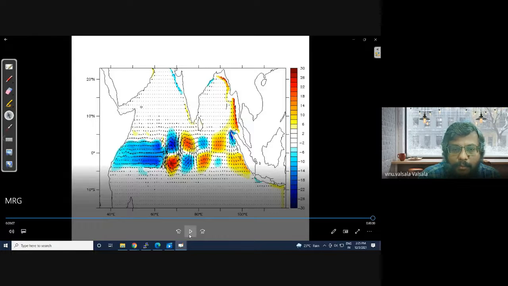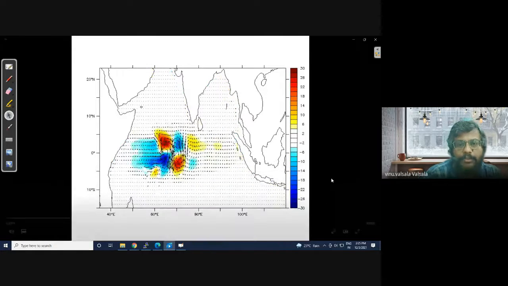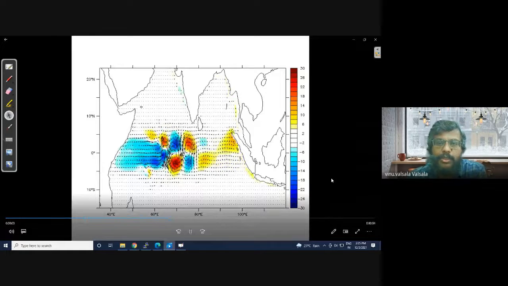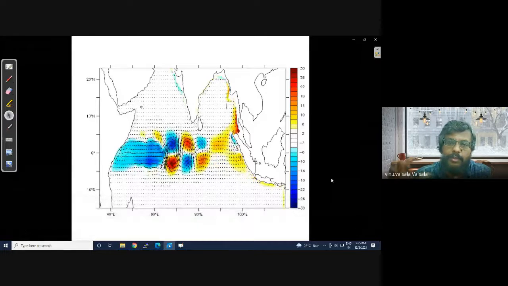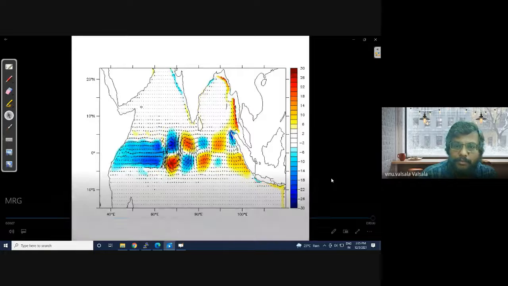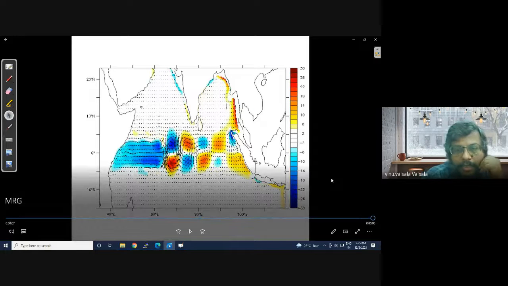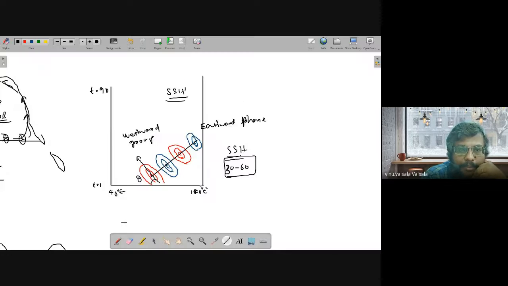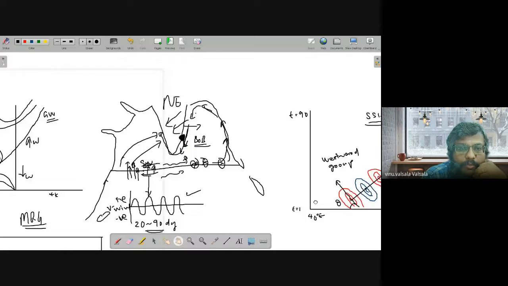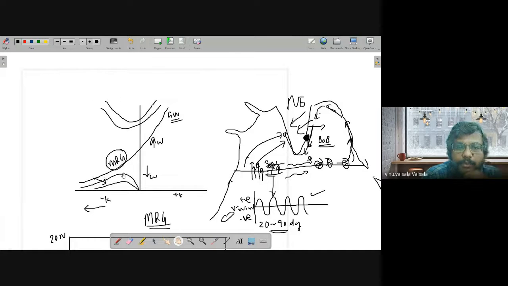Let's play the movie one more time to understand. Individual phases are moving, the group is moving eastward, and the individual waves are now hitting each other, and the phases are nicely moving westward. You can see this in this particular plot. Okay, so this is an example of a mixed Rossby gravity wave as per our diagram, our diagram here in the dispersion curve. So all sorts of these waves can be simulated using the code we have.